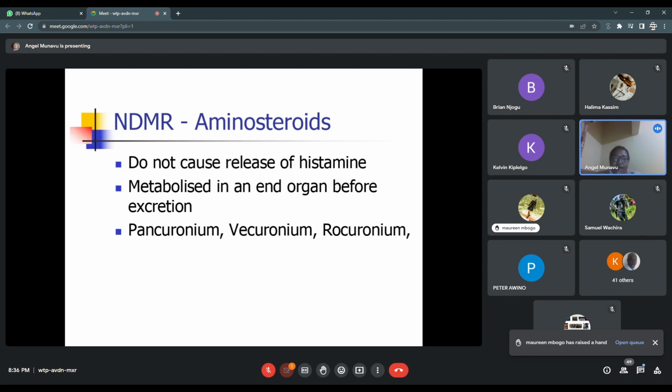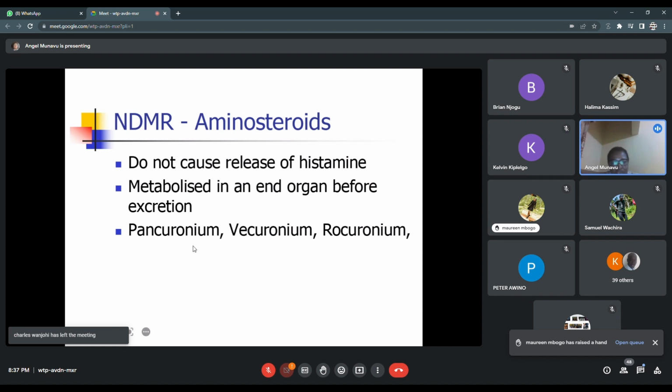Then again, the other group is aminosteroids, and these do not cause release of histamine, so they are good for asthmatics or patients with issues with allergy. And these are metabolized in an end organ before they are excreted, like in the liver and then excreted in the kidneys. An example of these aminosteroids is pancuronium. Pancuronium, we also used to use a lot before we got atracurium, and we still have it in some places. It's a good drug.